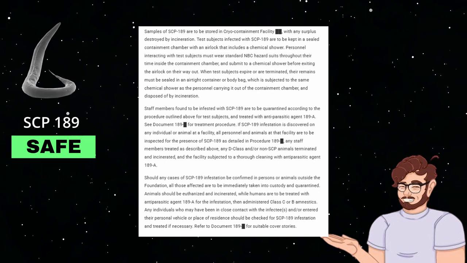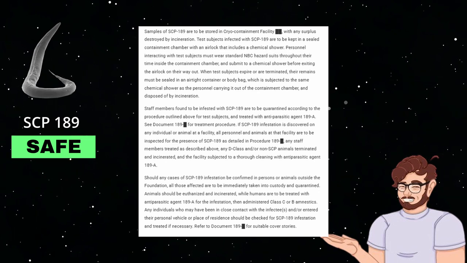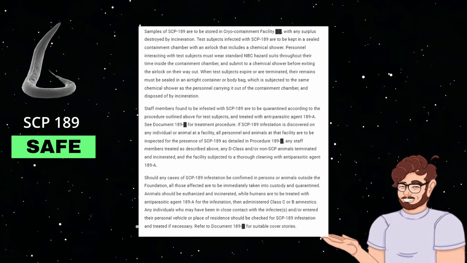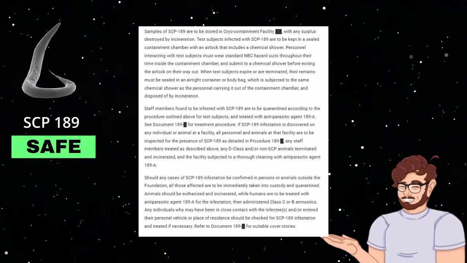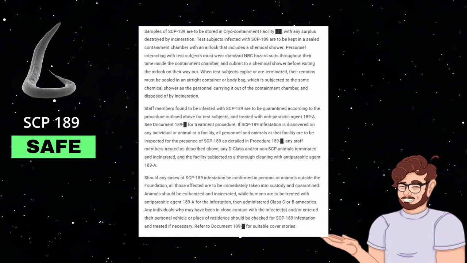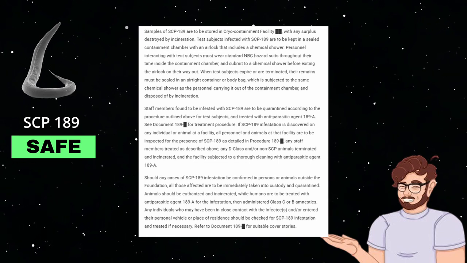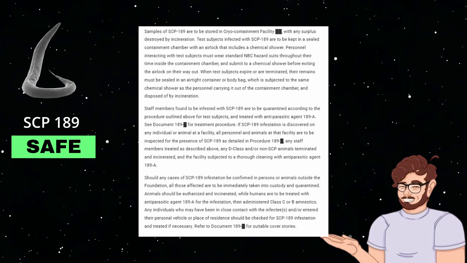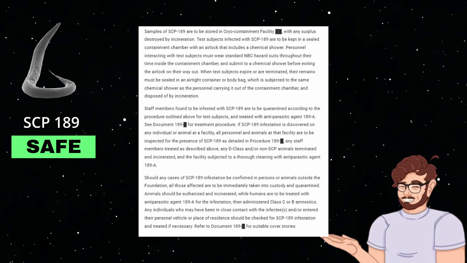Should any cases of 189 infestation be confirmed in persons or animals outside the Foundation, all those affected are to be immediately taken into custody and quarantined. Animals should be euthanized and incinerated, while humans are to be treated with the anti-parasitic agent for the infestation, then administered Class C or B amnestics.